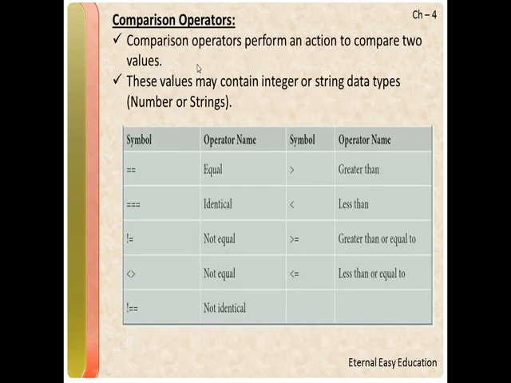What is comparison operator? Comparison operators perform an action to compare two values. These values may contain integer or string data types. That means I can compare two numbers or two characters or two words. That is said to be strings. So equal, equal equal, triple equal, not equal, not identical. It will be very interesting to see with the example. Just have an idea. Equal means it is going to compare two numbers whether they are equal or not. The answer will be true or false. Greater than, whether 10 greater than 20. The result is true or false.